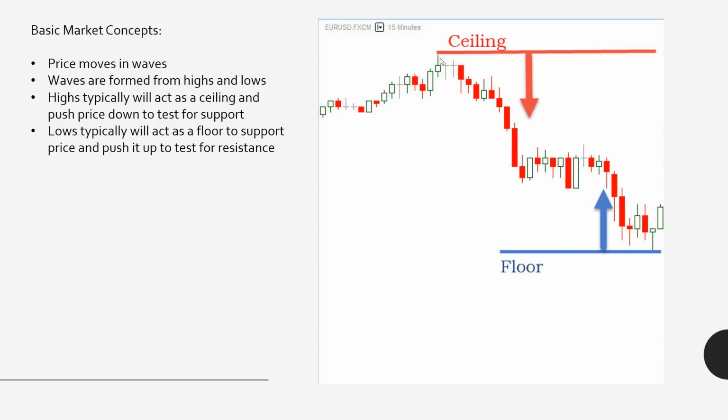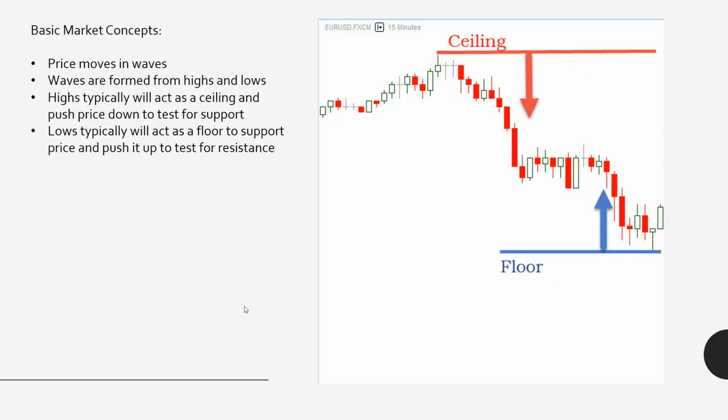Anytime a high is made, that is going to be a resistance area more than likely. That could also be referred to as a ceiling, okay? Anytime price makes a floor or a low, then more than likely that will act as a support for price to go up. Okay, so if you can remember that the ceiling will act as resistance and the floor will act as support, more than likely, then you will understand the spread concept.